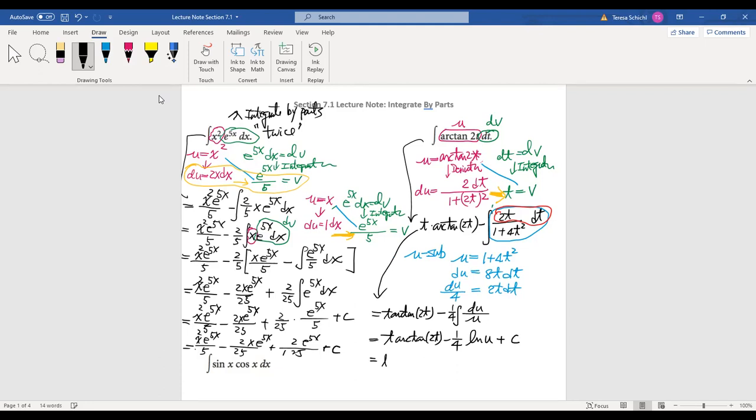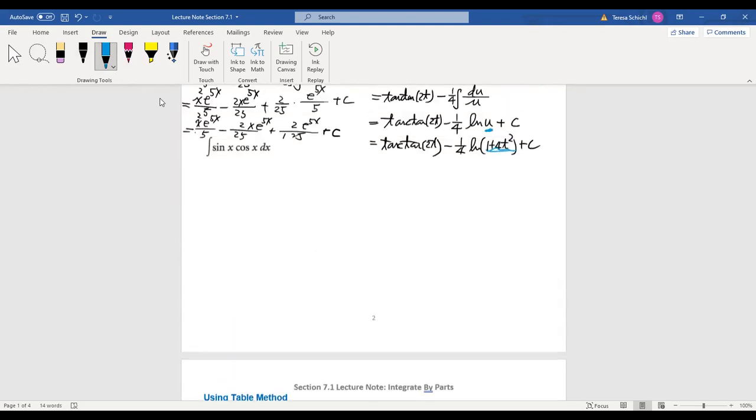So now finally we get our answer. This is t arctan 2t, then minus 1/4 natural log of 1 plus 4t squared, plus c. You substitute back your u here. Of course, here we have so many u's, so don't get confused. All right, let's take a look at our last problem here.